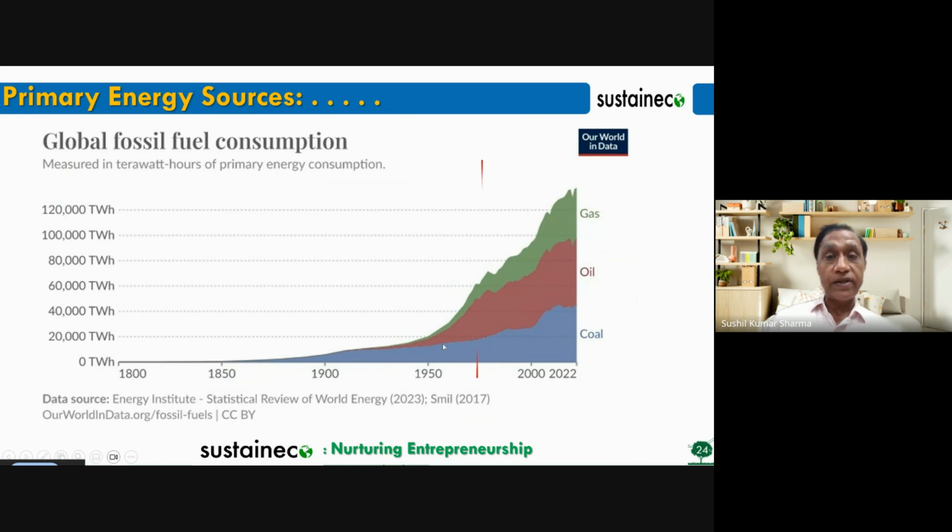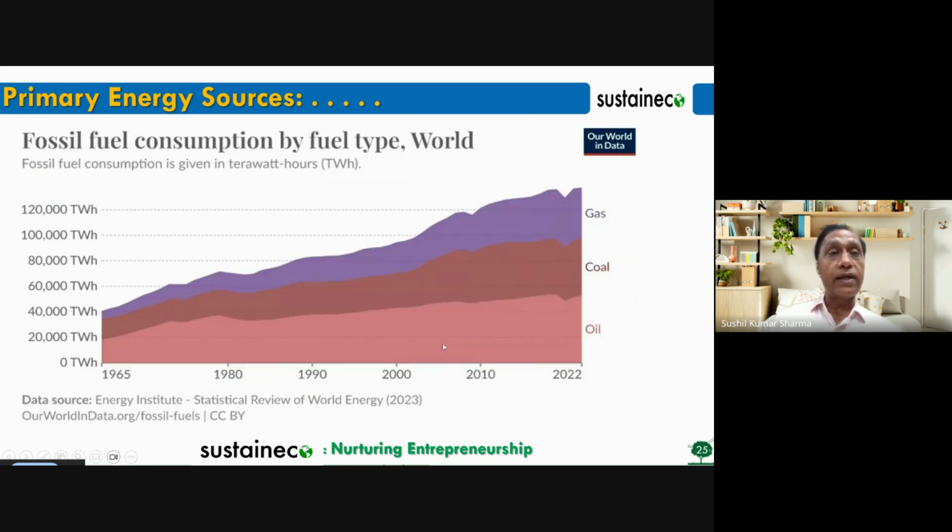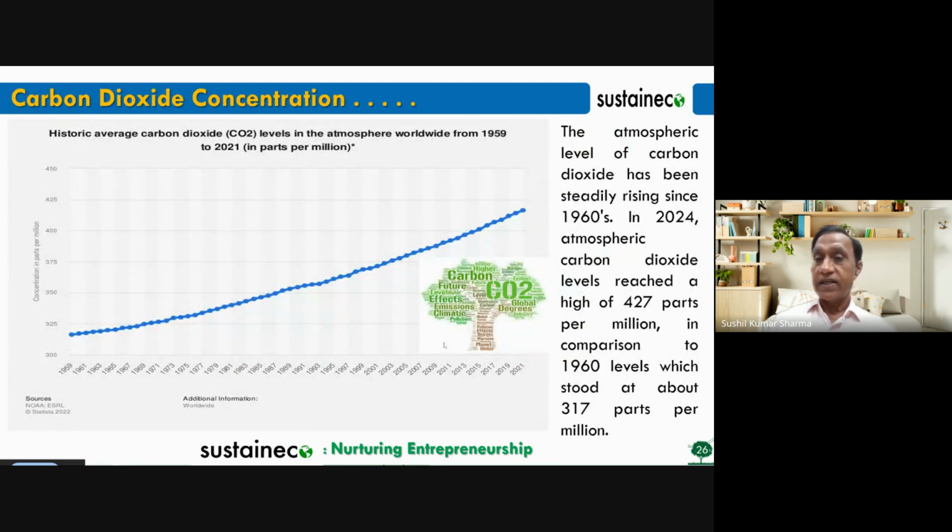And greenhouse gases, in fact, are the reason for global boiling. So herein is the overall consumption pattern of fossil fuels. As a result, this is here the change in concentration of greenhouse gases in atmosphere represented by CO2 equivalent. I'm sure you all are aware about these things.